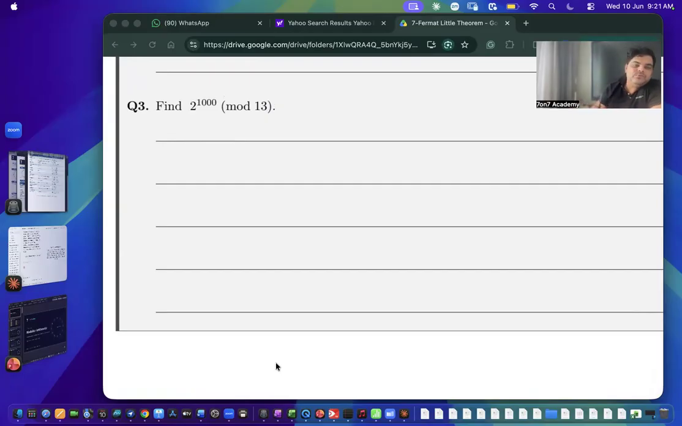So we need a multiple of 12, no? What is a multiple of 12? Closer to 1000 and lesser than 1000. So multiple of 12 means multiple of 3 and 4. The multiple of 3 closer to 1000 is 999, but this is not a multiple of 4, so 996.